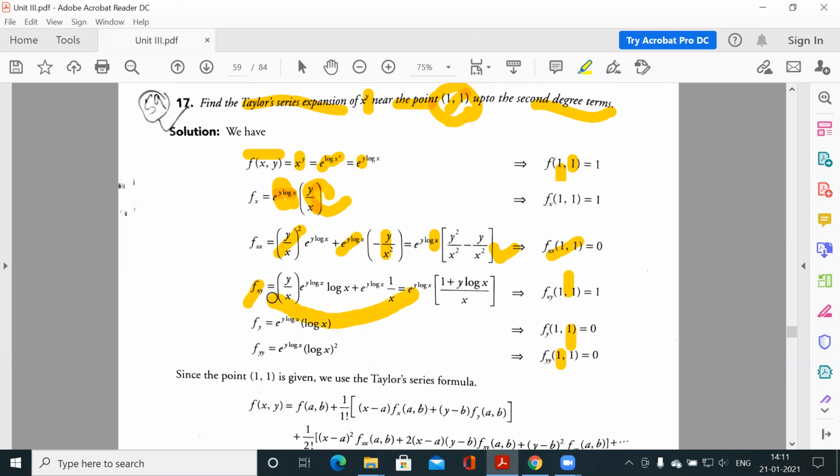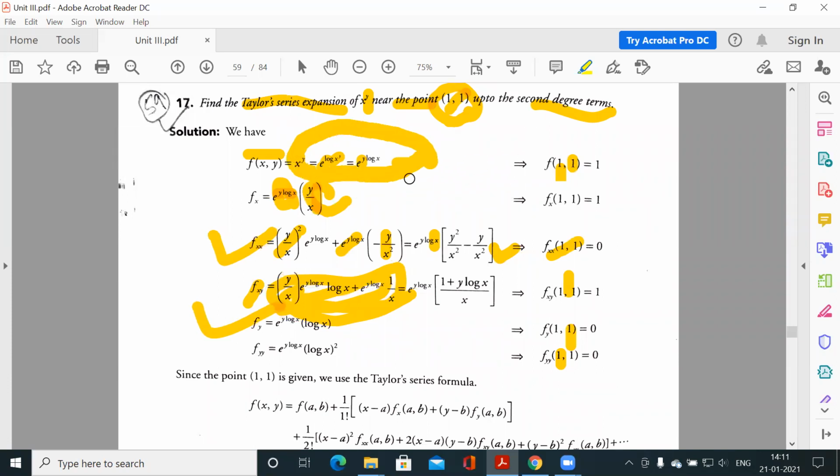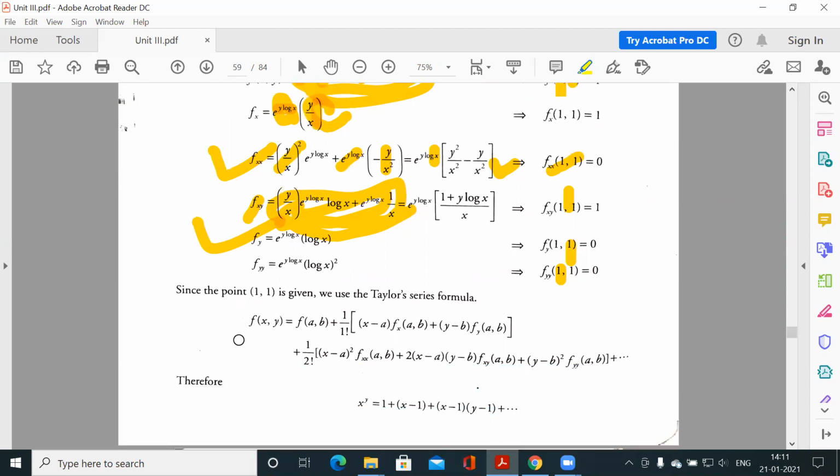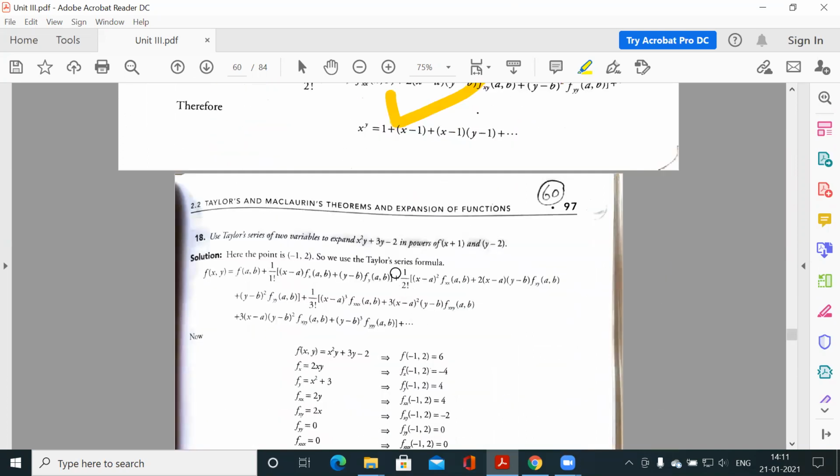So now there is nothing different to tell, you have to find out the partial differentiations only. You need to know how to differentiate this function with respect to x and y. This is your Taylor series expansion about a, b, that means in powers of x minus a and y minus b. So the only thing you have to do is substitute the values.